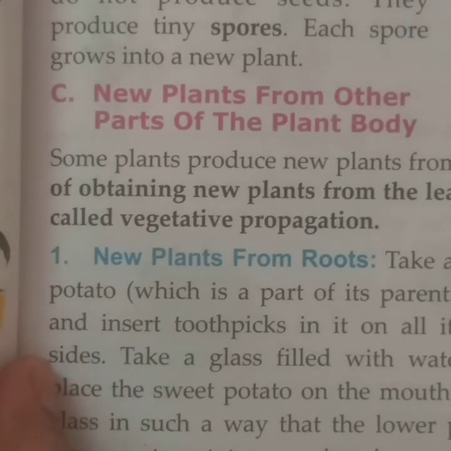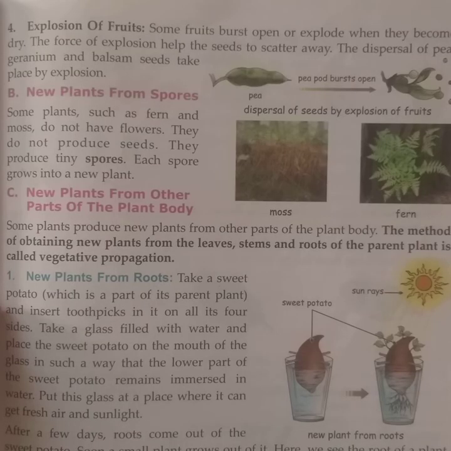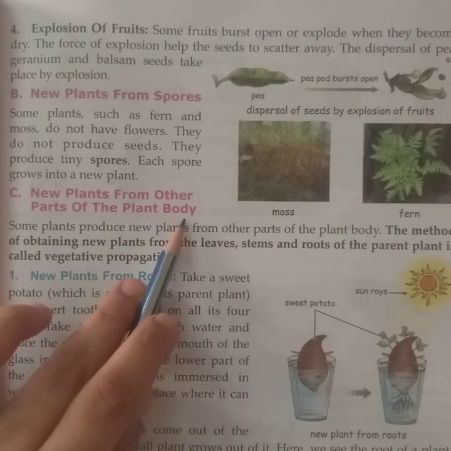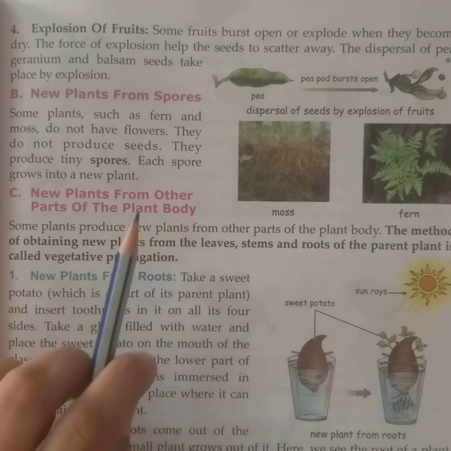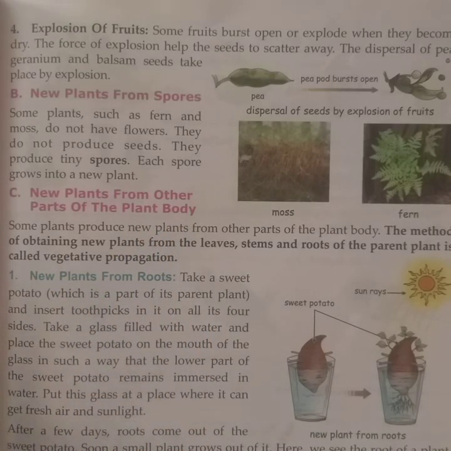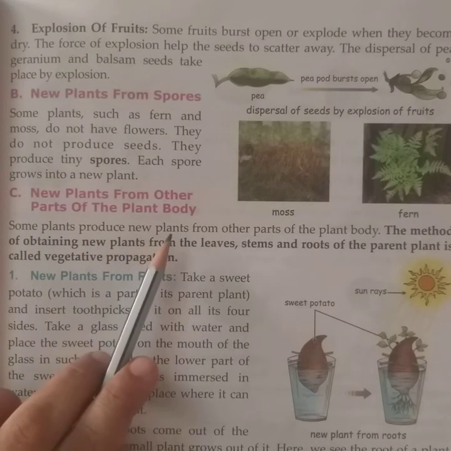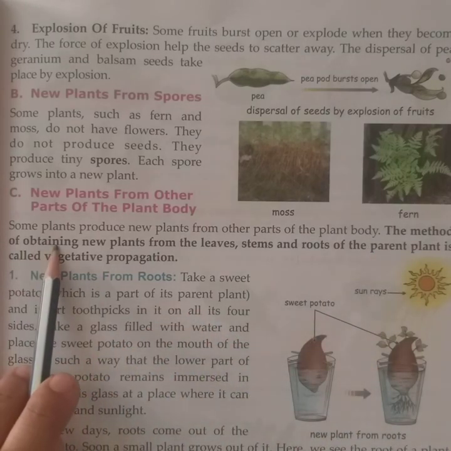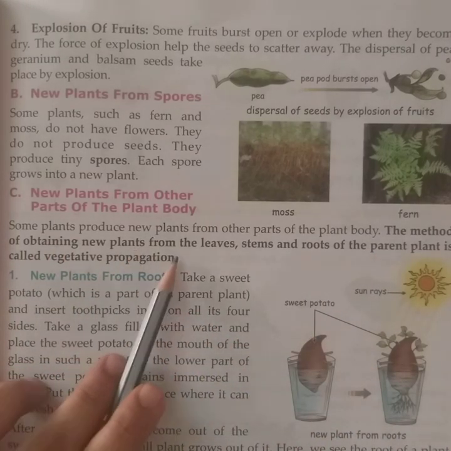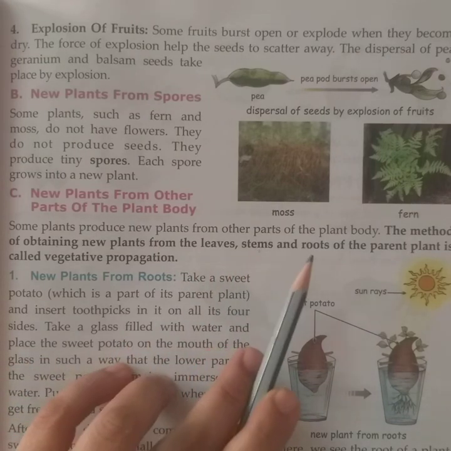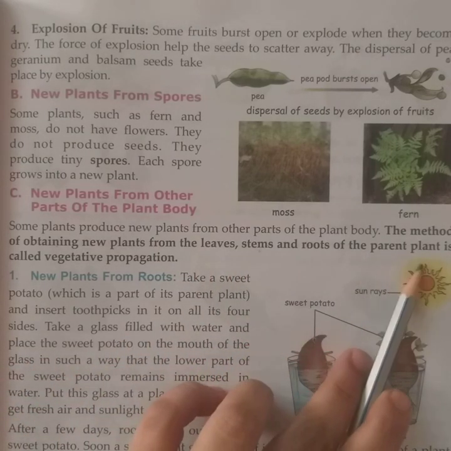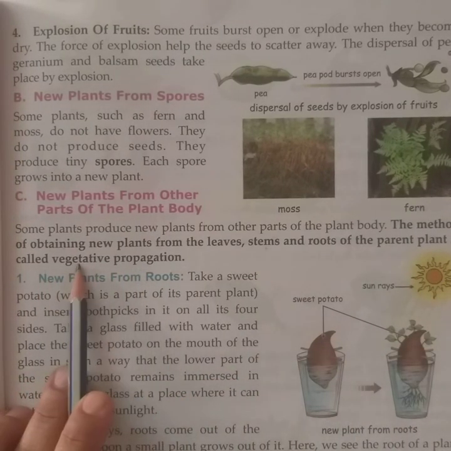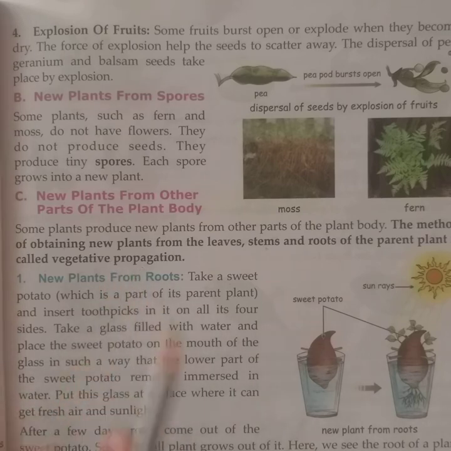Here, see the concept of new plants from other parts of the plant body. It means that, except for seeds, a new plant can be grown from other body parts. Some plants produce new plants from other parts of the plant body. The method of obtaining new plants from the leaves, stems, and roots of the parent plant is called vegetative propagation, or vegetative reproduction.